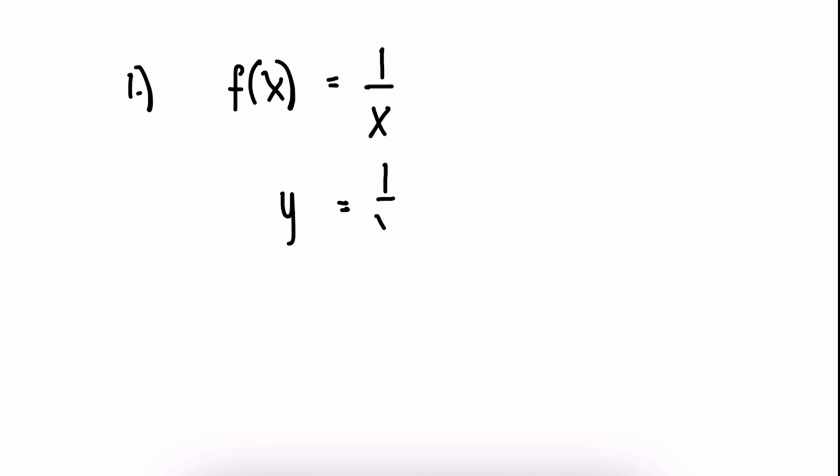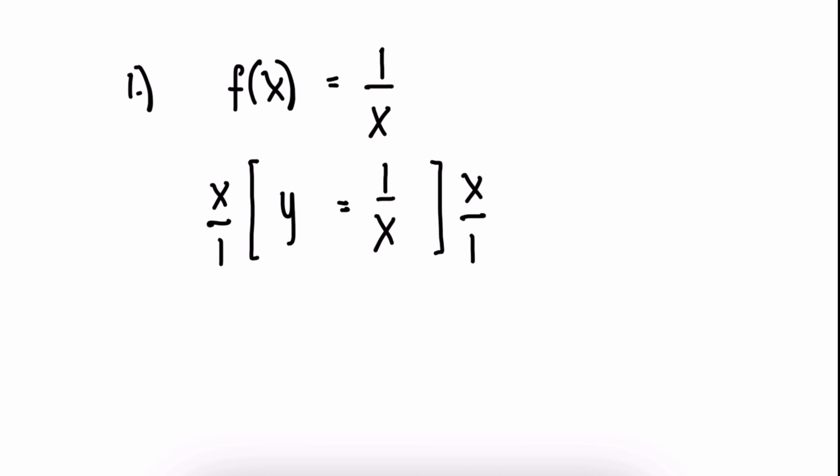For rational expression, example number 1, f of x is equal to 1 over x. First, change f of x to y. The equation will be y is equal to 1 over x. To isolate the variable x on one side, get the LCD, which is x, then multiply both sides by x over 1.